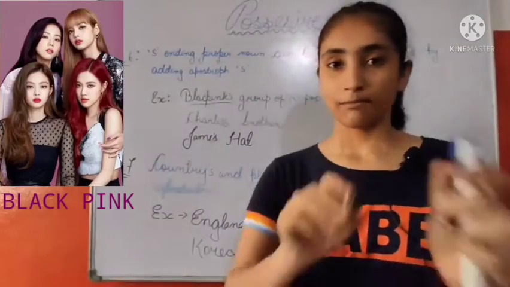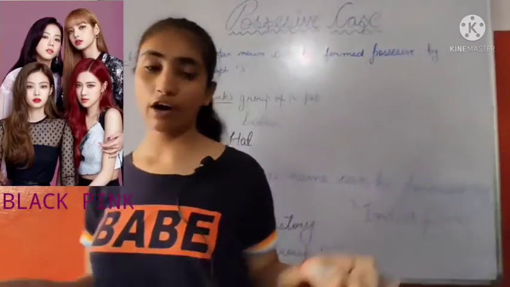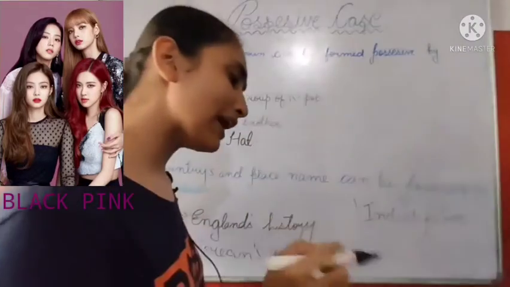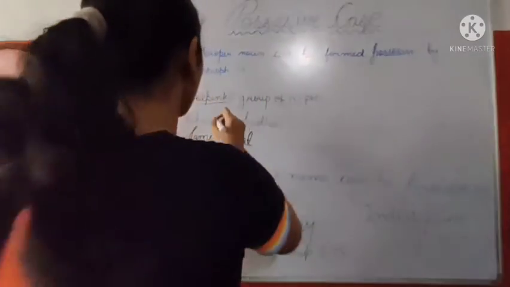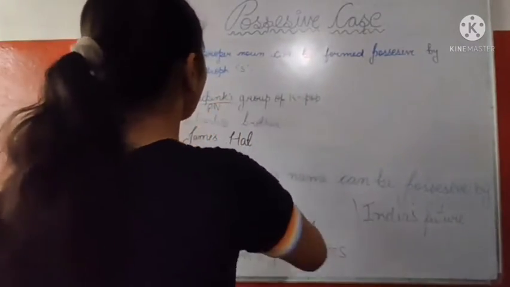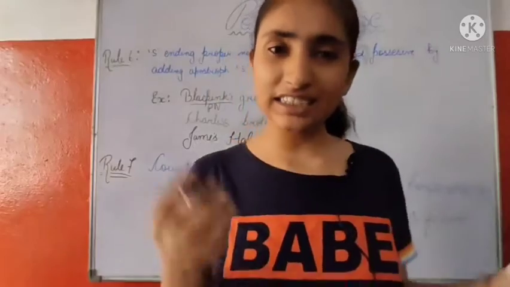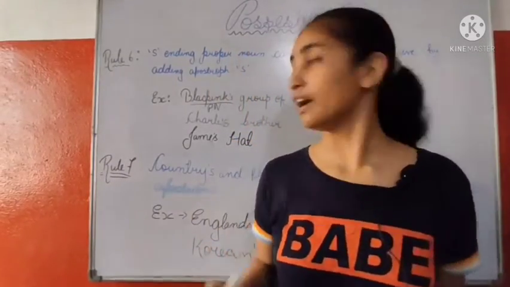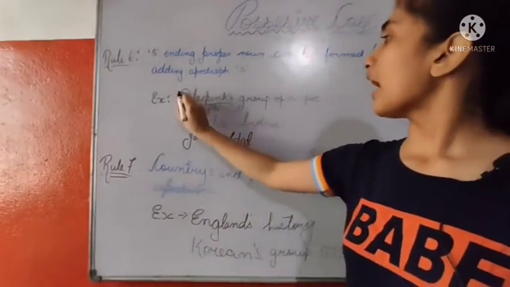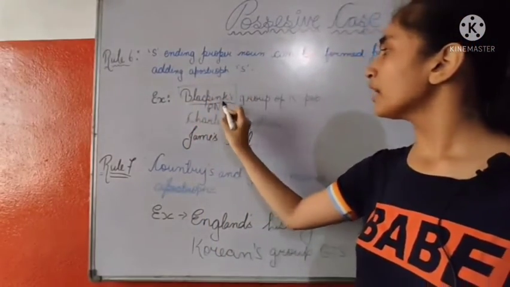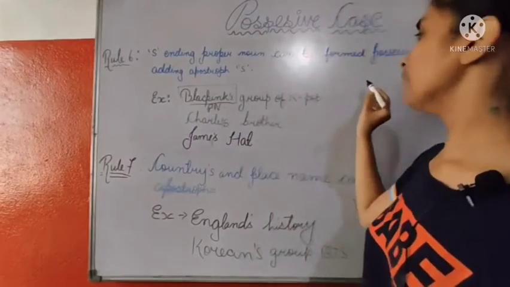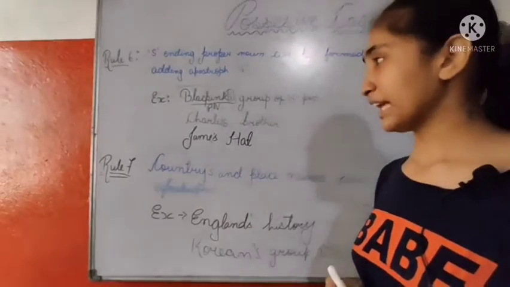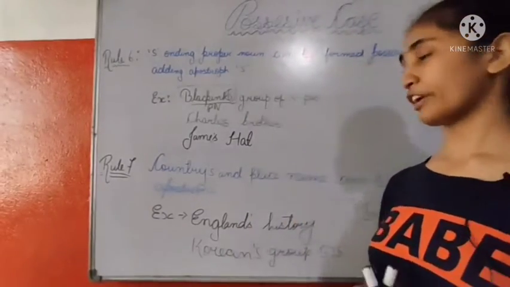So here, Blackpink is what? Blackpink is the name of a K-pop band. So here Blackpink is what? Blackpink is a proper noun, because it is the name of a particular band that belongs to South Korea. So here I have formed Blackpink's possessive by simply adding apostrophe s. So it becomes Blackpink's group of K-pop.